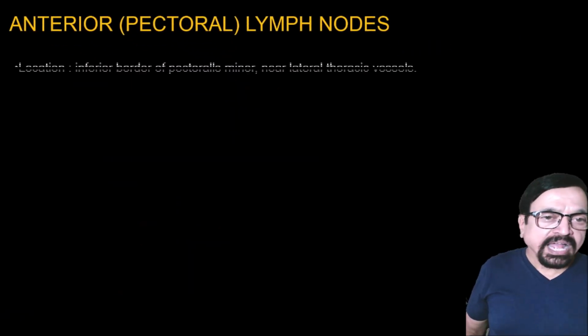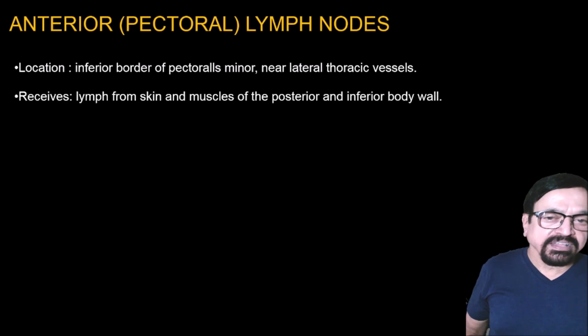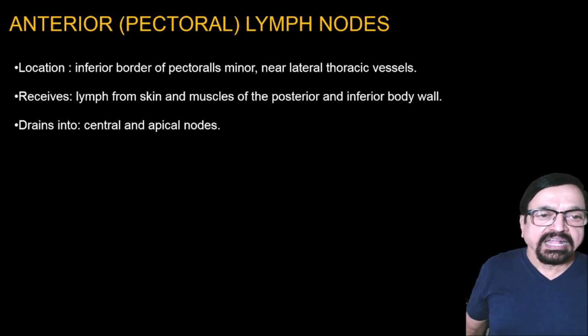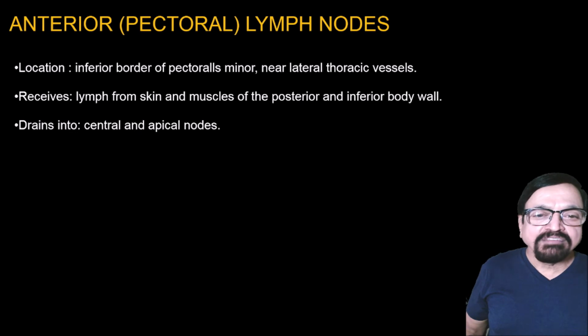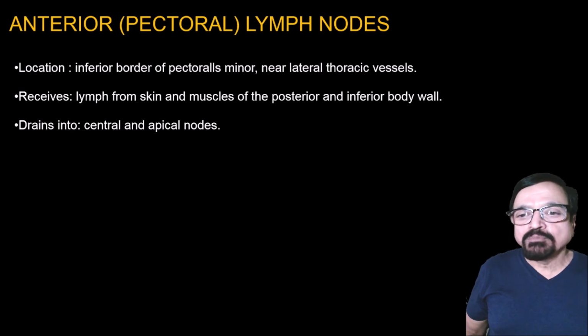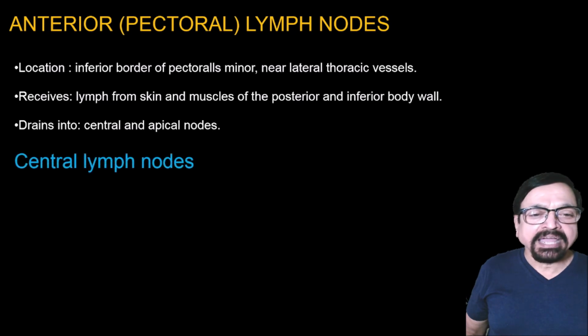Now come to the anterior pectoral group. They are located at the inferior border of pectoralis minor near the lateral thoracic wall. They receive lymph from the skin and the muscles of the posterior and inferior body. Then they drain into the central and apical nodes.